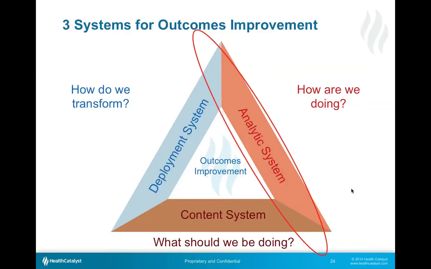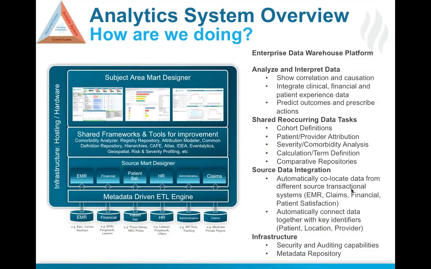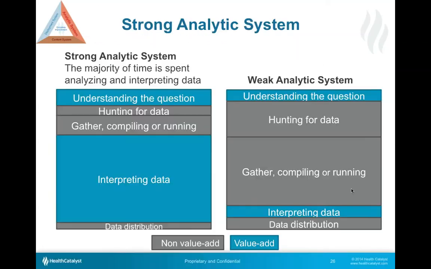All right, let's move now into the analytics system. So how are we doing? Just as a refresher, we talked about analyzing and interpreting data, sharing similar tools over different types of domains, integrating source data together and having infrastructure that produces secure data that's available. So perhaps the most important thing we're trying to solve here is the amount of time that it takes to get information. And we've seen this pattern a lot as we've worked with different care delivery organizations across the country.